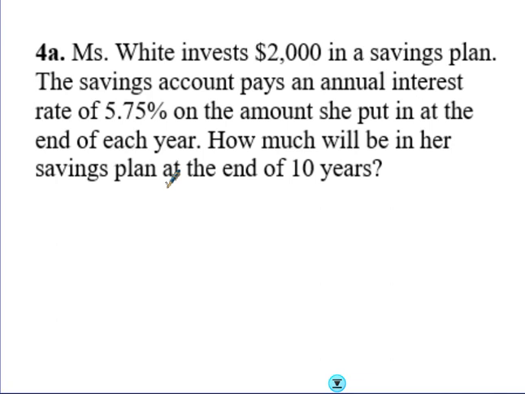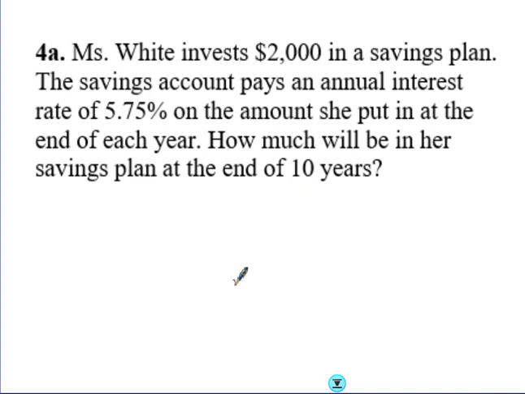So the example says Miss White invests $2,000 in a savings plan. The savings account pays an annual interest rate of 5.75% on the amount she put in at the end of each year. How much will be in her savings plan at the end of 10 years? So again, because this is not compounding interest, it's simple interest, all we have to do is find 5.75% of 2,000, and then multiply that by 10.